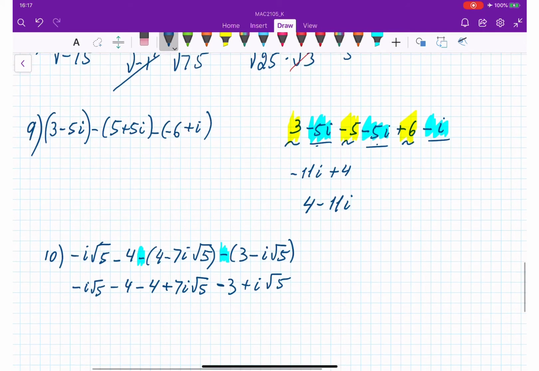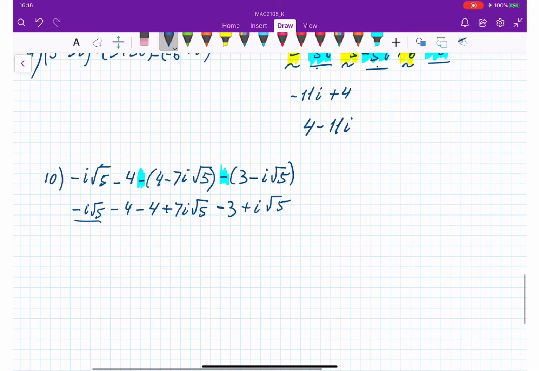So, like terms: this is i, here is i, here is i. These three are like terms. Now, the real terms: negative 4, negative 4, negative 3. Let's do first the real numbers. Negative 4 and negative 4 is negative 8. Negative 8, negative 3 is negative 11.